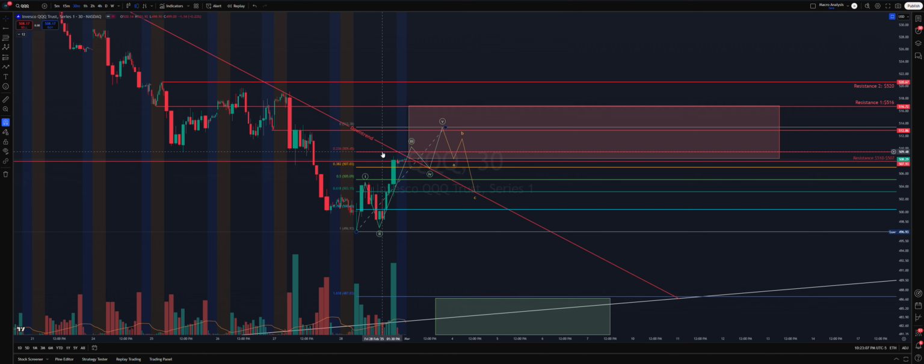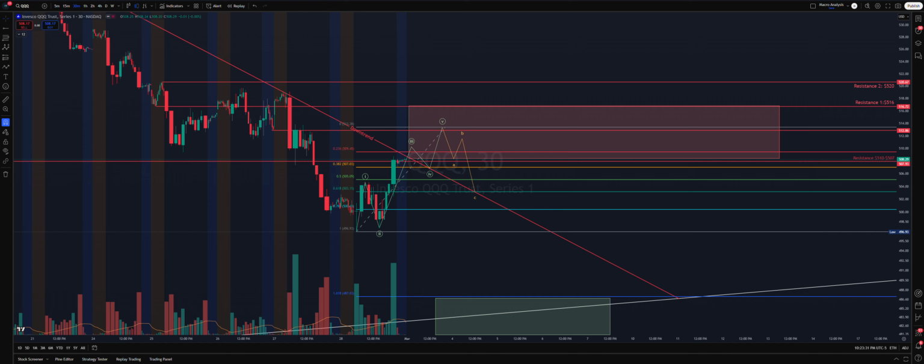The downside, which I showed you before, is that you have that rejection and it starts coming back down and it breaks below 496. So that's something I want you to be cautious of. So we have to be prepared for every scenario and manage our risk. Let me look at the price levels really fast here.